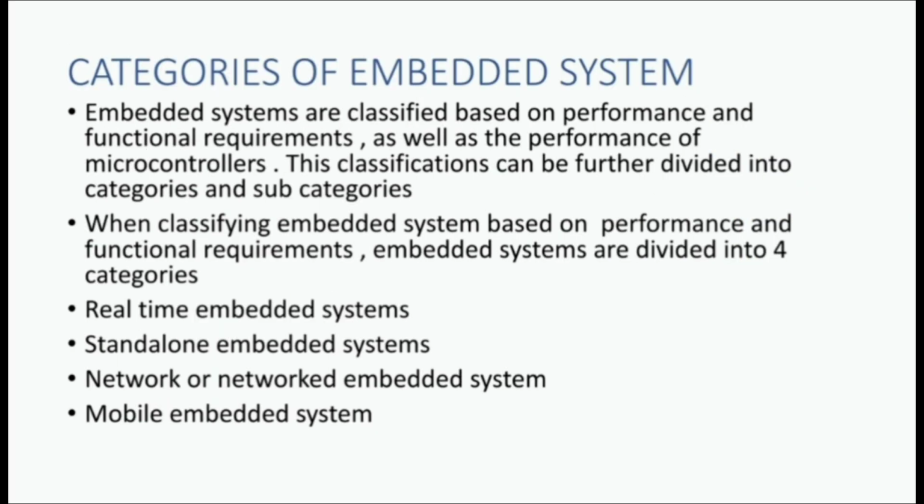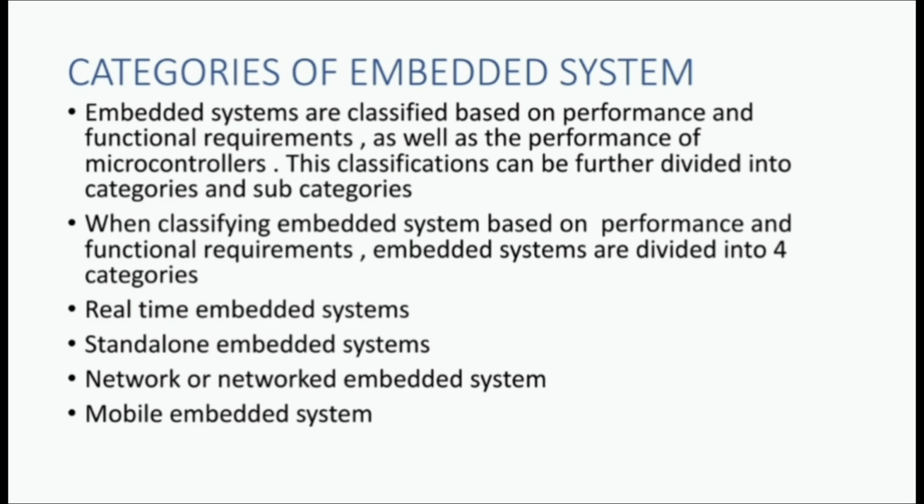Then the categories of embedded systems. Embedded systems are classified based on performance and functional requirements as well as the performance of microcontrollers. These classifications can be further divided into categories and subcategories. While classifying embedded systems based on performance and functional requirements, they are divided into 4 categories: real-time embedded systems, standalone embedded systems, networked embedded systems, and mobile embedded systems.